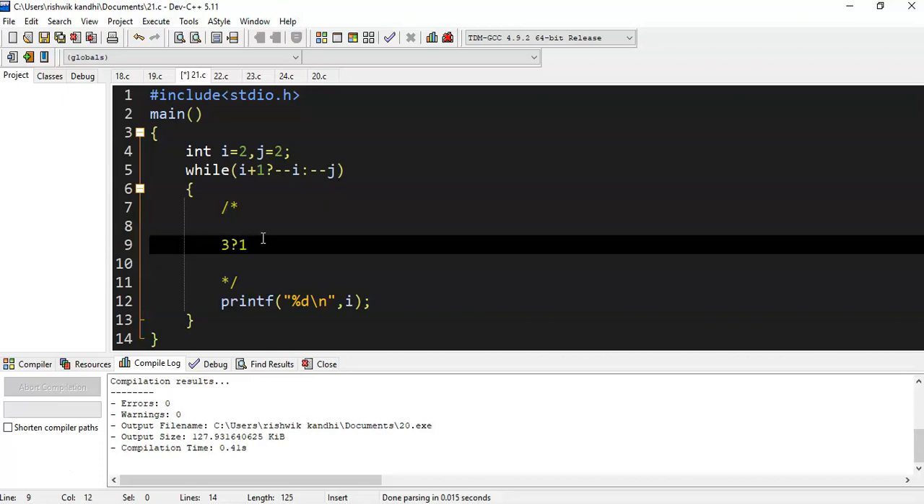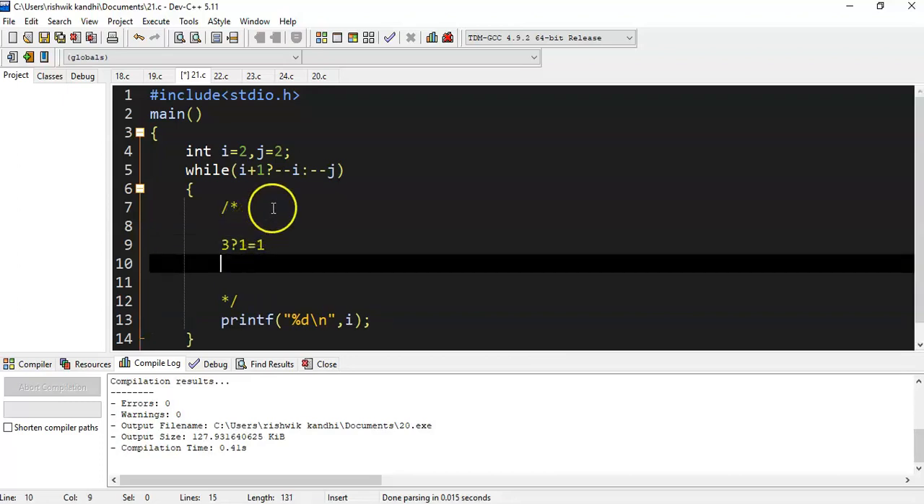So 2 becomes 1. And the second expression would not be evaluated, because if it is true, first will be evaluated and second will be ignored. If it is false, second would be evaluated, considered as the final output, and first would be ignored. So among these two, only one would be evaluated. If it is true, first one will be the output of this entire expression. If it is false, second expression would be the output. So here in the first iteration, output would be 1, because minus minus i value is considered as the final output.